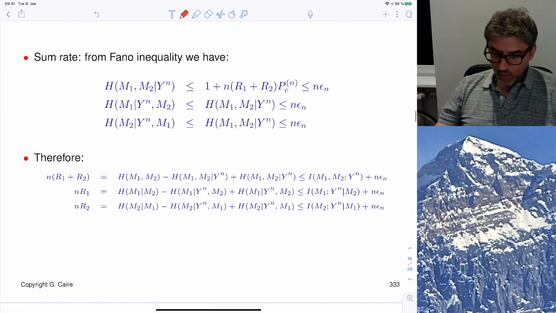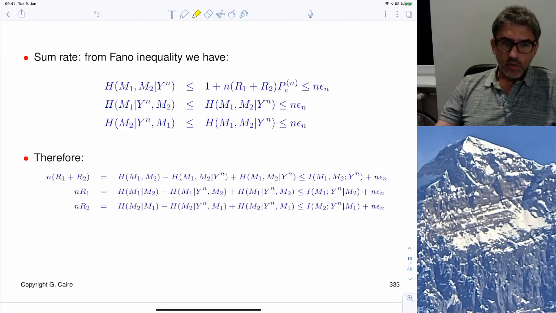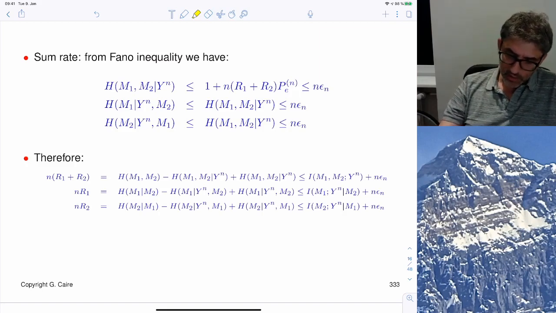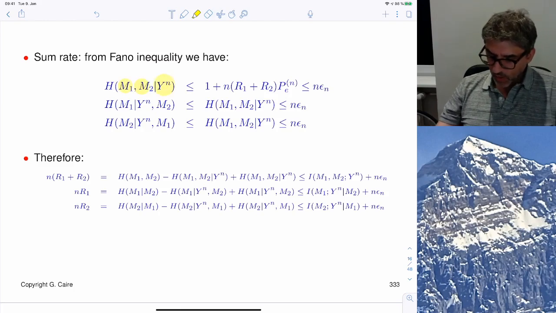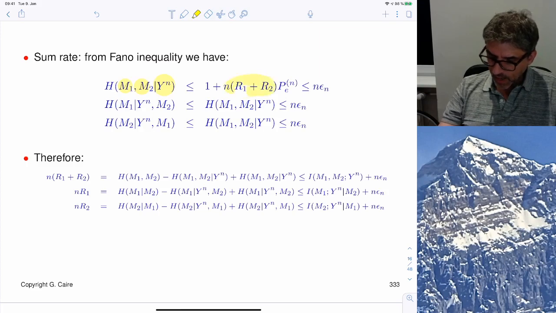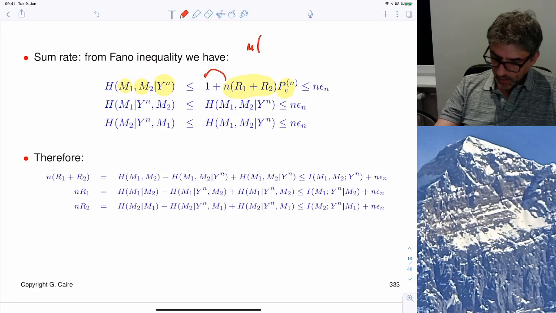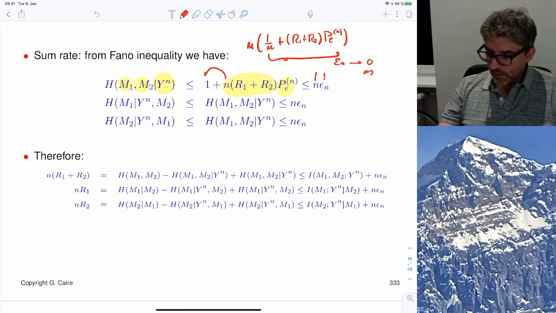Now we start with Fano's inequality, because the decoder makes decisions on M1, M2 based on Y. So we apply Fano's inequality to this inference problem, and we can bound the conditional entropy of what we want to decide upon, which is M1, M2, given our observation, to be less or equal than 1 plus the log of the size of the possibilities, so in this case n(R1 + R2), times the probability of error. If we collect n in front, we have n times (1/n plus R1, R2 are just two constants, times P_E^(n)). P_E^(n) goes to 0, so the whole thing can be written as n times epsilon_n, where this quantity epsilon_n vanishes as n goes to infinity.